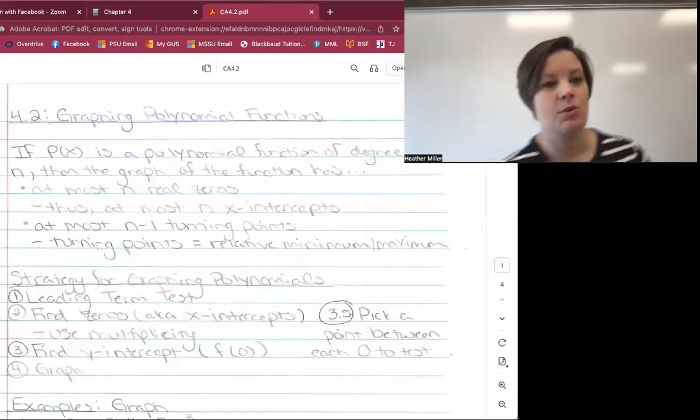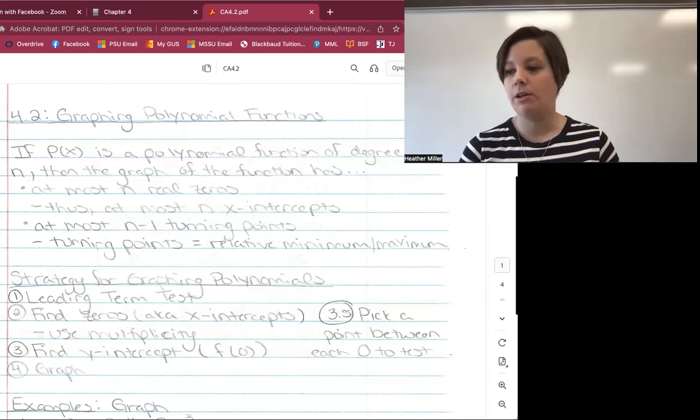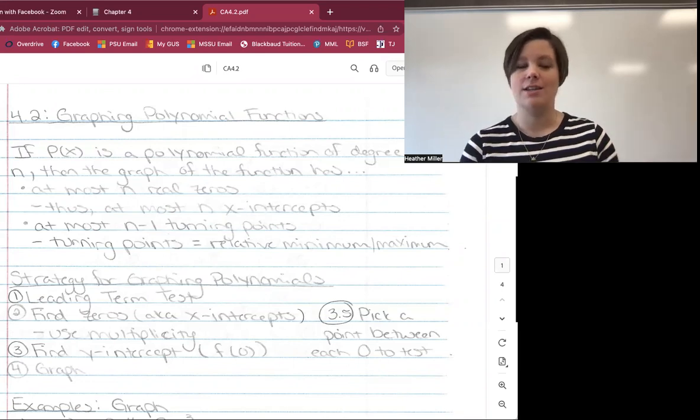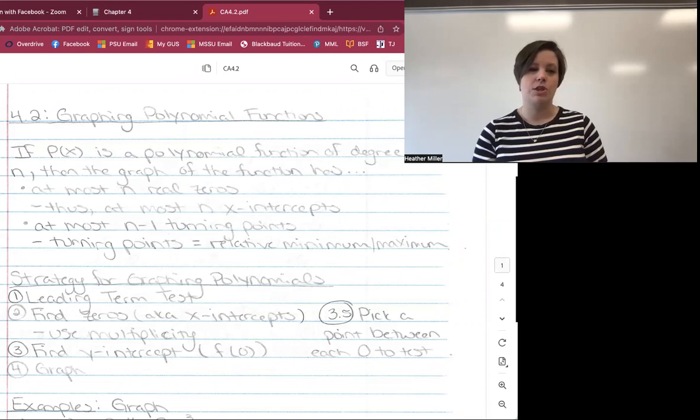Hey guys, so we are going to do 4.2 today, which is all about graphing polynomial functions. And so this first little chunk is really just writing down the notes. And so I've screen shared those with you.